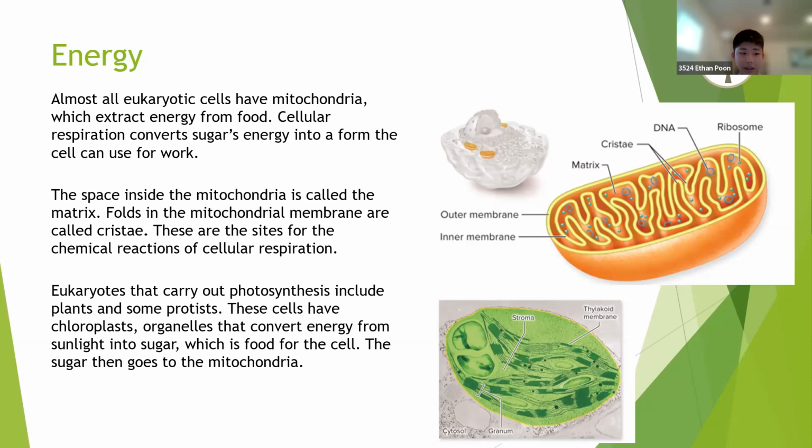So eukaryotes that carry out photosynthesis include plants and some protists. And then these cells have chloroplasts, which are the organelles that actually do photosynthesis. They convert sunlight into sugar, which is food for the cell. And then that sugar then goes to the mitochondria.